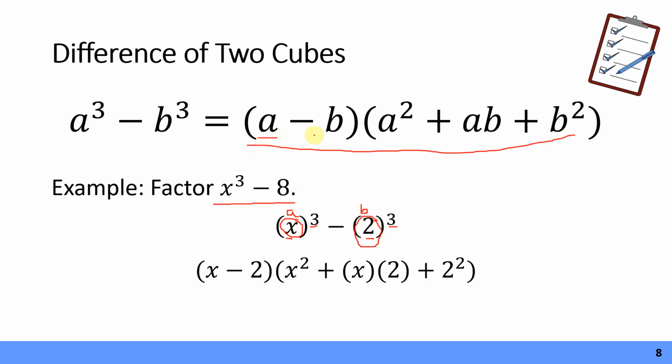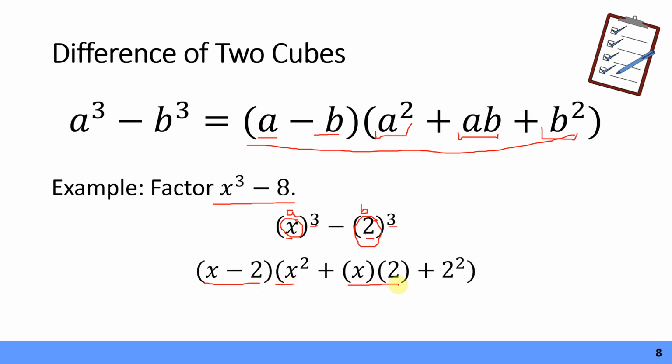So look at this. X minus 2. Here we have a squared, so in my problem, it's going to be x squared. Here we have a times b, so my problem is going to be x times 2. And then here I have b squared, which in my case is 2 squared. Now, of course, we just simplify. Here you can't do much. Here you cannot do a lot.